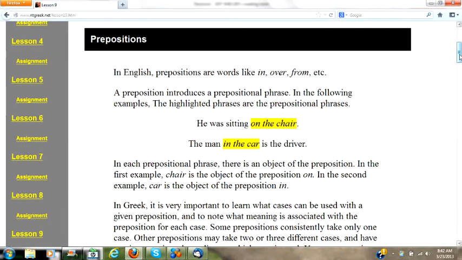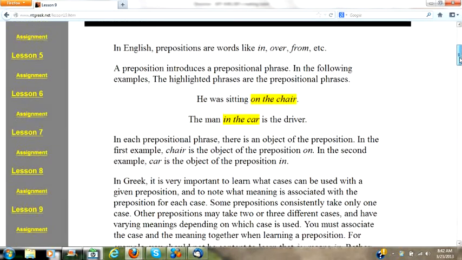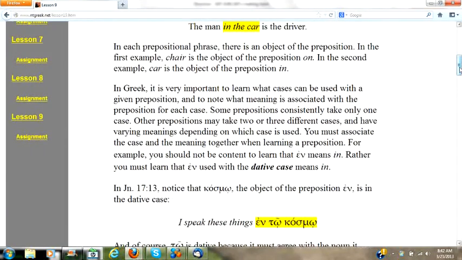In Greek, it is very important to learn what cases can be used with a given preposition and to note what meaning is associated with the preposition for each case. Some prepositions consistently take only one case. Other prepositions may take 2 or 3 different cases and have varying meanings depending on which case is used. You must associate the case and the meaning together when learning a preposition.